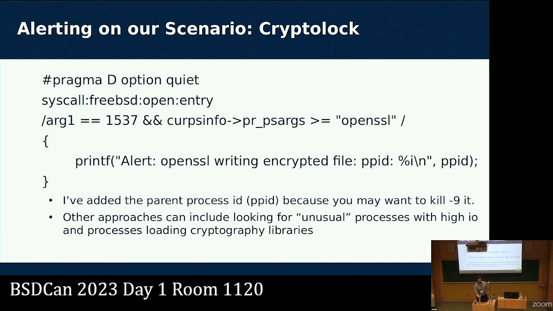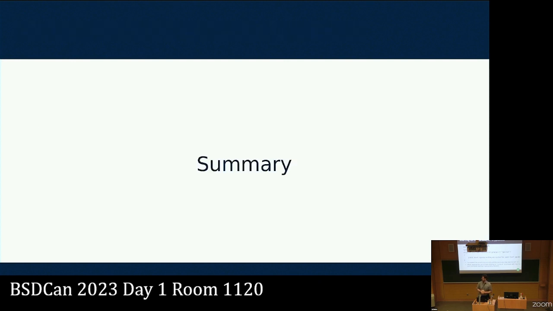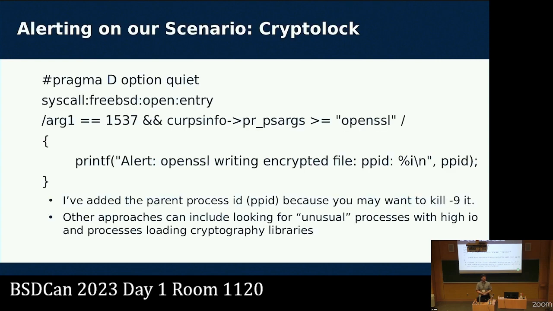All right. Okay. And finally, the crypto lock command. This isn't a fantastic alert, but essentially if OpenSSL is executed and a new file is written, then print an alert. And I've added the parent process to the ID, because if you see a couple of these in rapid sequence, maybe you want to kill that parent process. All right, so let's quickly talk about the summary.